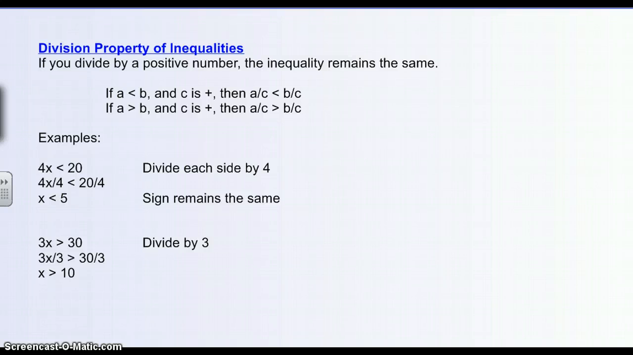3x is greater than 30. To solve for x, you need to divide by 3 on both sides. So we have 3x divided by 3 is greater than 30 divided by 3. X remains greater than 10.